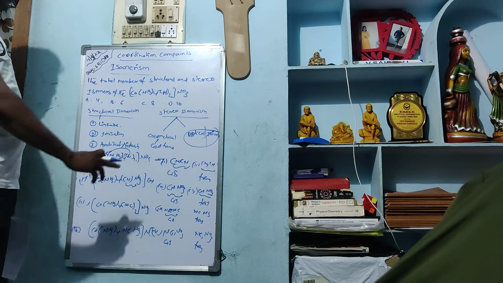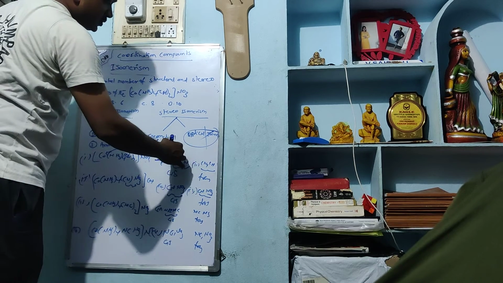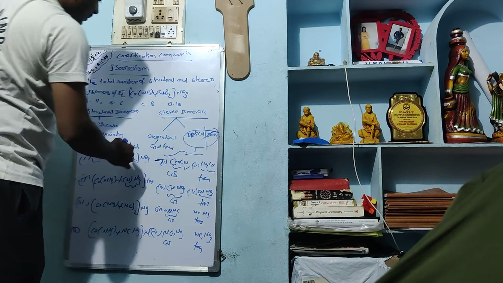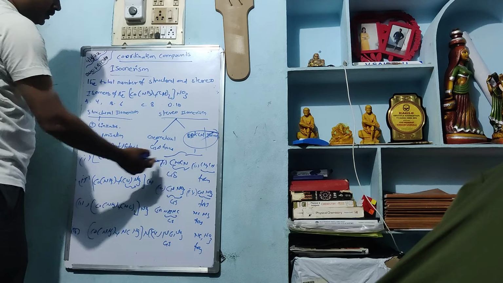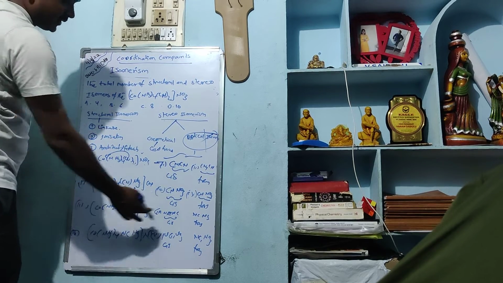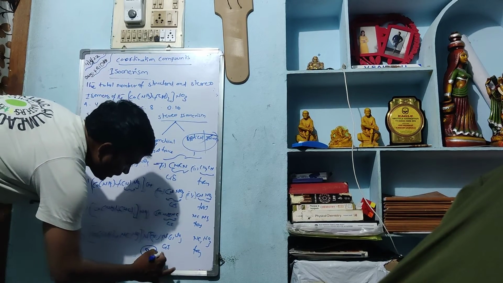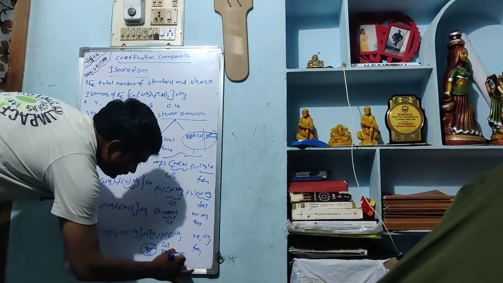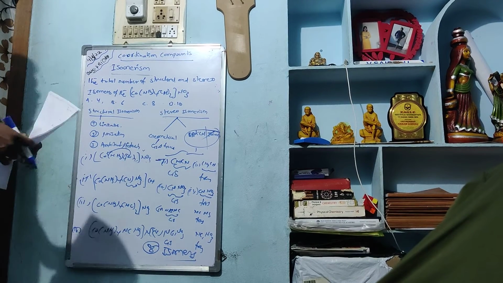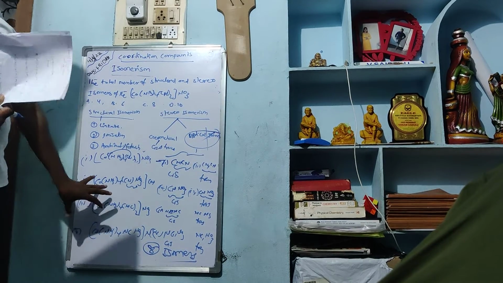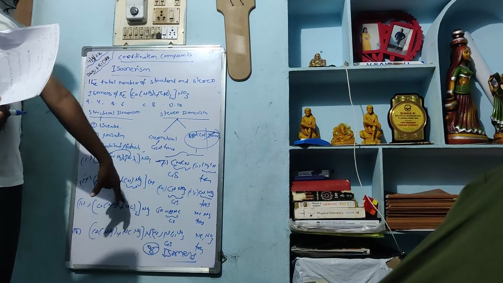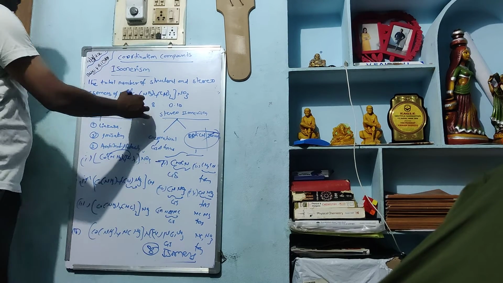Total how many isomers? Cis and trans: 1, 2, 3, 4, 5, 6, 7, 8. Total 8 isomers. In this case we have to consider a total of 8 isomers. So option C is the correct one.